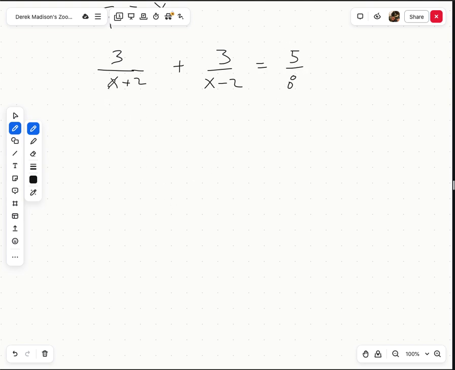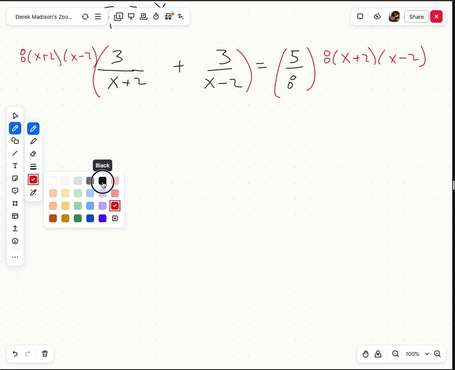So for that one, there's nothing in common in any of those denominators, so the only thing I can do is multiply that by 8 times x plus 2 times x minus 2. So I'm going to write that all out on this side. And I think I actually left myself room, so I'll write it all out on this side as well. 8 times x plus 2 times x minus 2. And that should clear all those denominators.